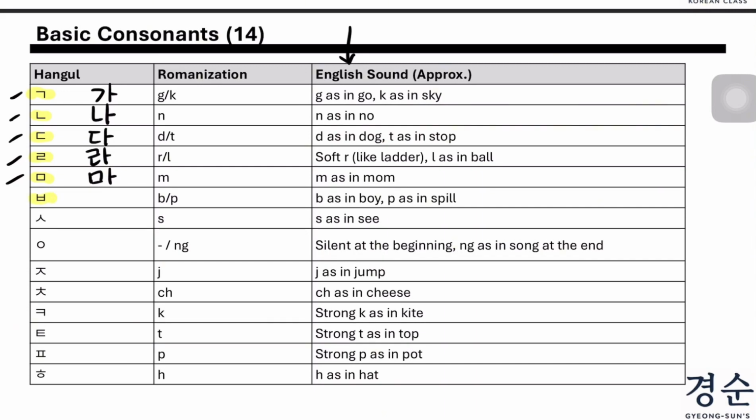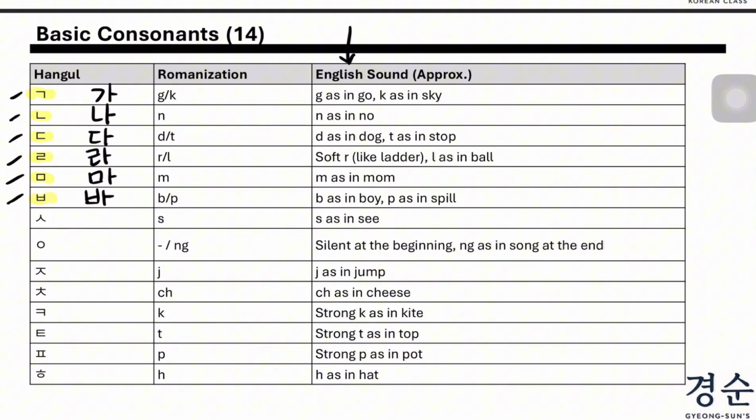And the next one is called Bieup. As you can imagine, its sound is between B and P. B as in boy, P as in spill. If I combine B with A, the sound is ba. Okay, ba.